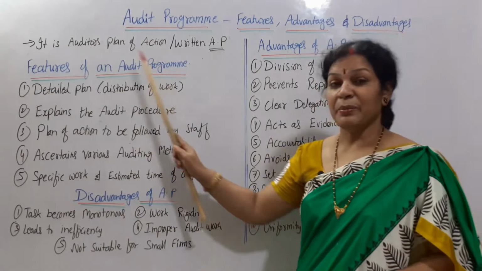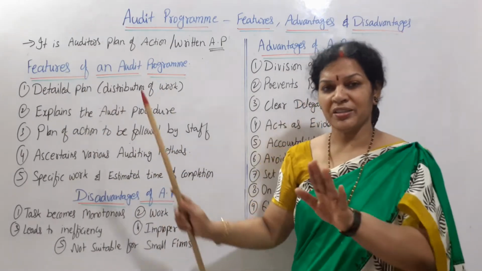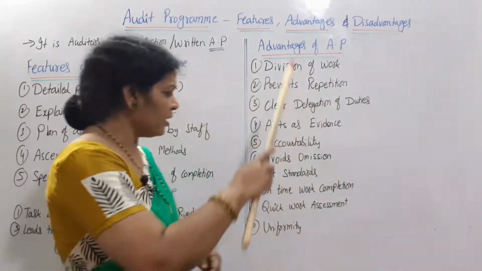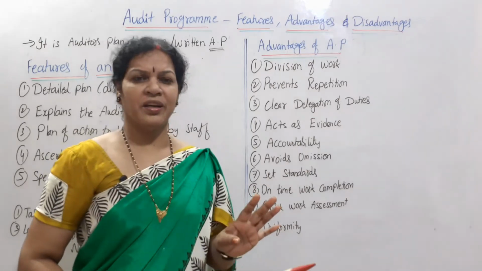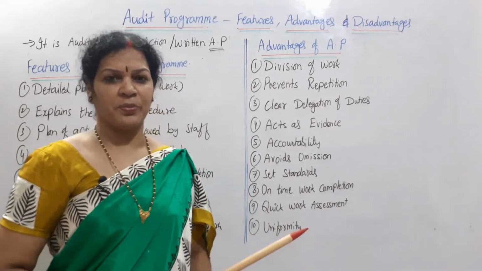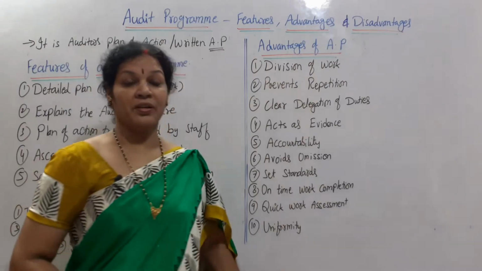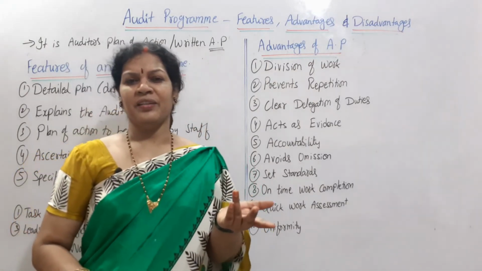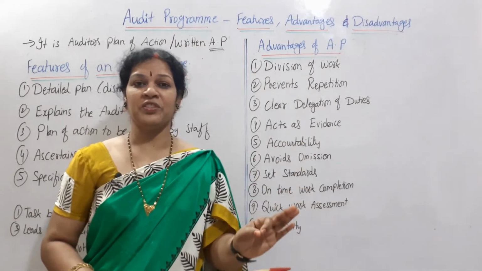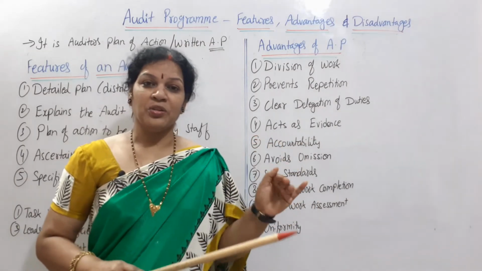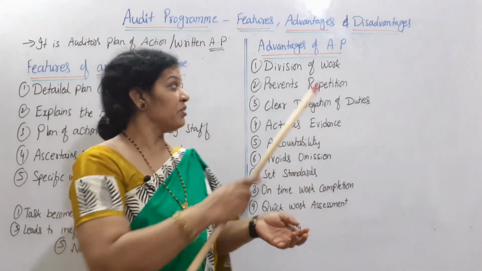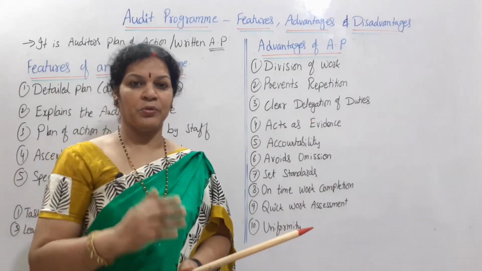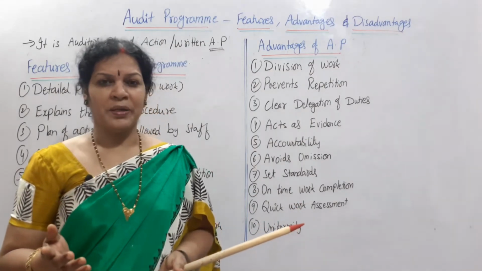Okay. So these are the main features of the audit program. If you understand so far what the audit program is, then we can go for the advantages. A total of 10 advantages are there. You can easily understand, we need not go in depth in this explanation. First thing is division of work. The audit program is prepared in such a way that any auditor can work easily, because the program is chalked out. So this is useful to divide the work. No tension at all, work is divided among the staff members, what they have to do. Easy to follow, right?